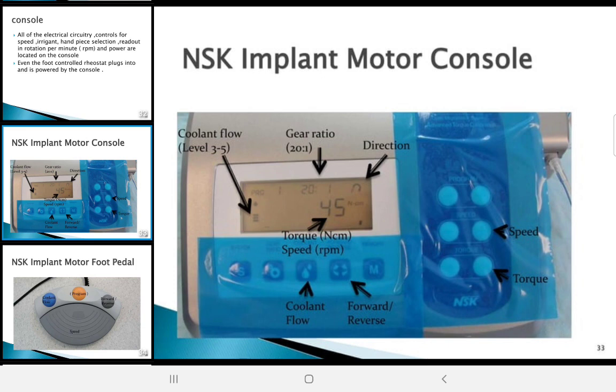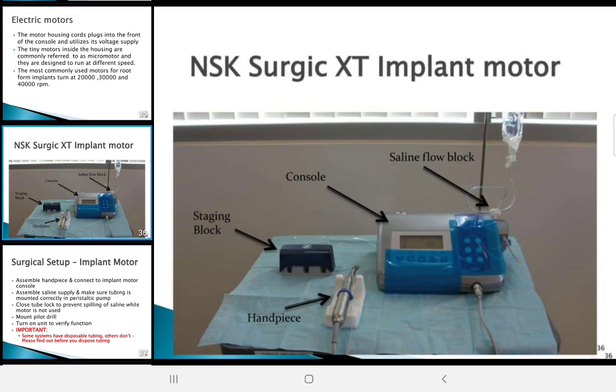This is an implant console of NSK system. Here you have all the electrical circuitry. It controls speed, irrigant, the handpiece selection button is there. The forward and reverse button is there. Even the foot controlled rheostat plug is powered by the console. This is an implant motor setup.